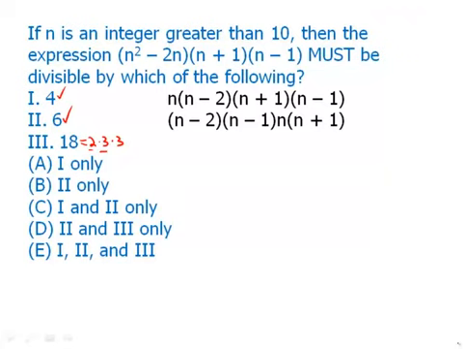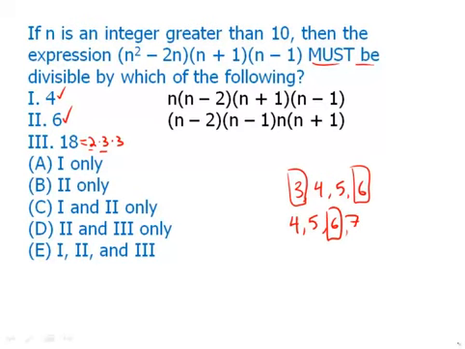It would be possible. Let's think about just 4 consecutive integers. 3, 4, 5, 6. It's possible to get 2 numbers that are divisible by 3 in a set of 4 consecutive integers, but it's also possible, 4, 5, 6, 7, that we could only have one number divisible by 3. And since this is a must-be-true kind of question, we can't assume that we have 2 numbers divisible by 3. We could have 2 numbers divisible by 3, but we don't necessarily have 2 numbers divisible by 3. So we cannot conclude with absolute certainty that this is going to be divisible by 18. So it has to be divisible by 4 and 6, and therefore the answer is answer choice C.